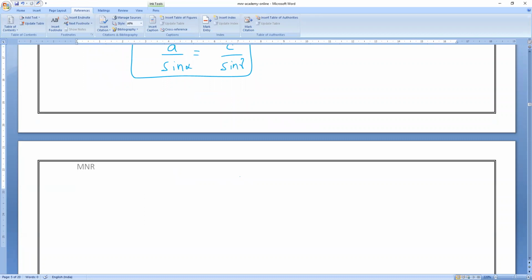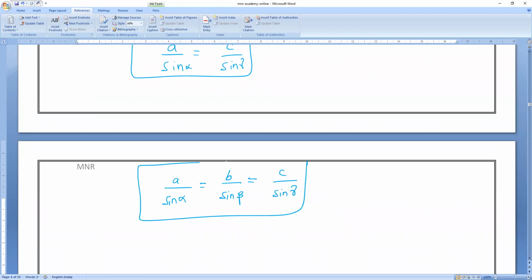Is it okay? Third one, if you want, you can solve it. Understand? So from this we can prove sine law. What is sine law? A divided by sine alpha equals B divided by sine beta equals C divided by sine gamma. So this is only called sine law.